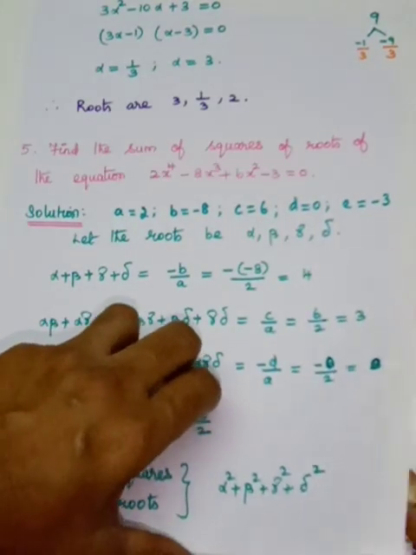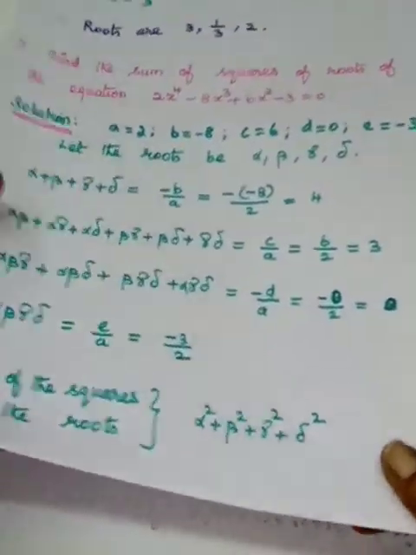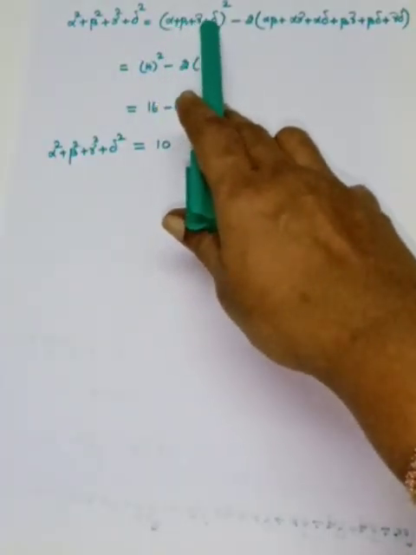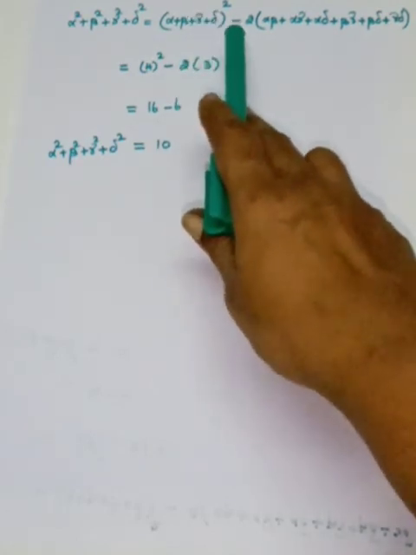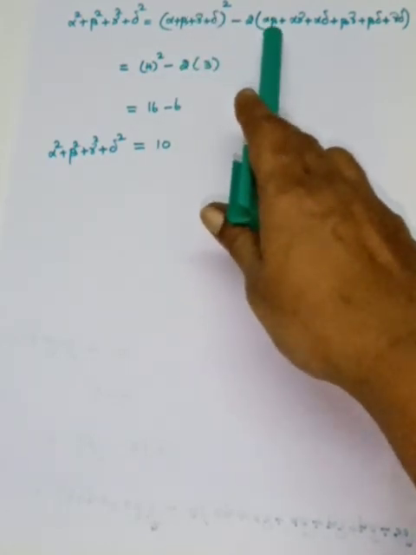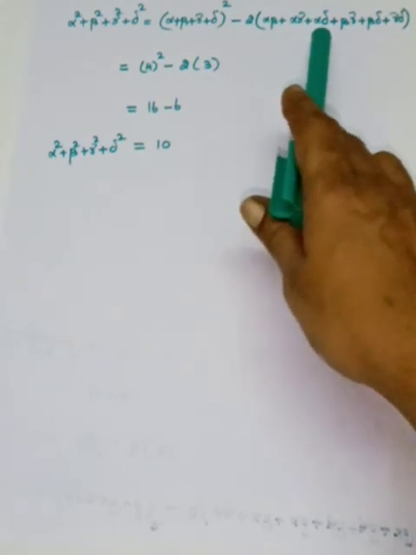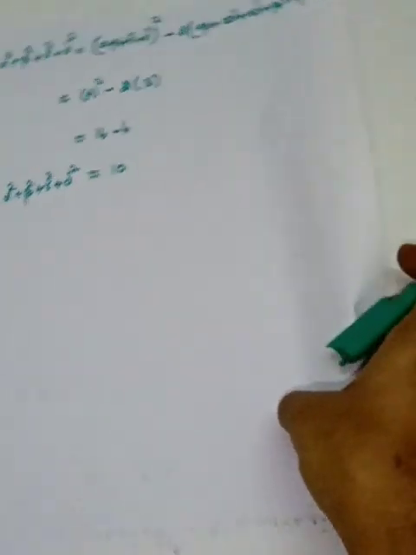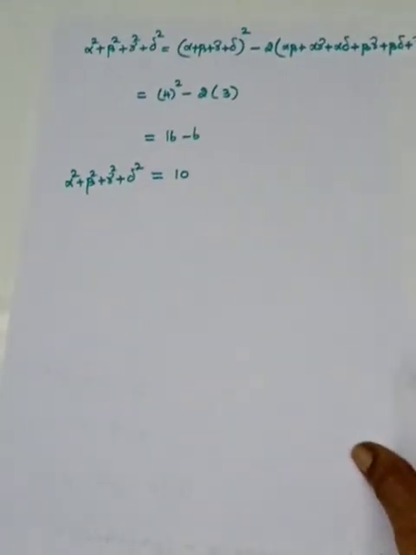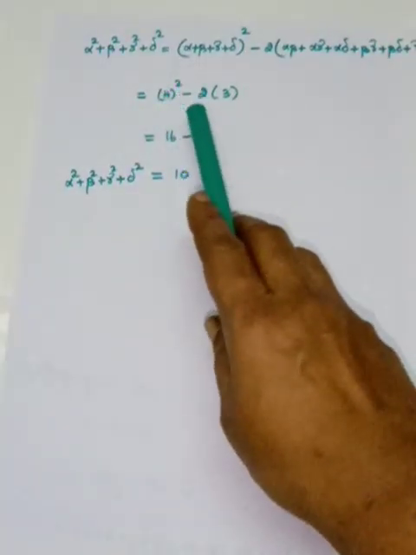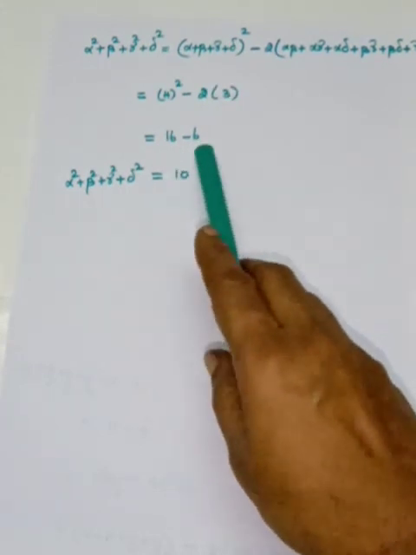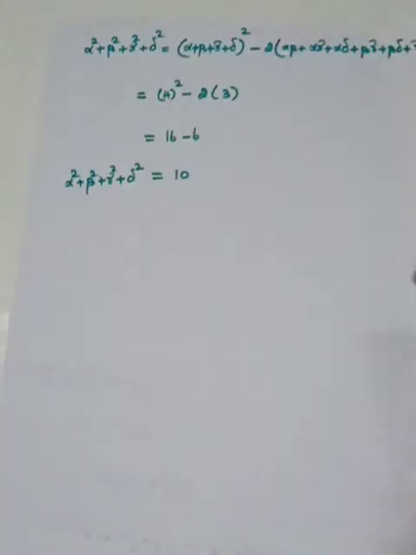So you can use the formula: alpha plus beta plus gamma plus delta, the whole squared, minus 2 into alpha beta plus alpha gamma plus alpha delta plus beta gamma plus beta delta plus gamma delta. Therefore if you substitute, it is 4 squared minus 2 into, this answer is 3. Therefore 16 minus 6, that is equal to 10, will be the answer.